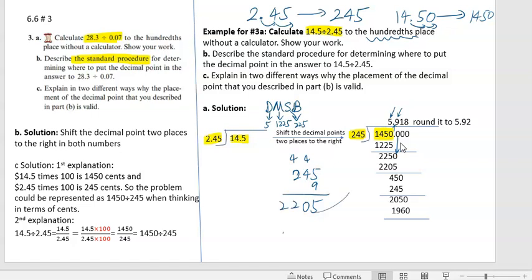That gives us 2205. So you multiply that to get this. And after multiplication, we do subtraction. We get a 45.